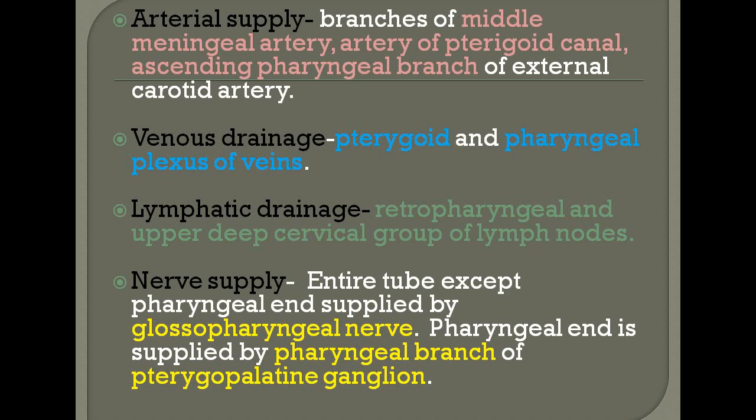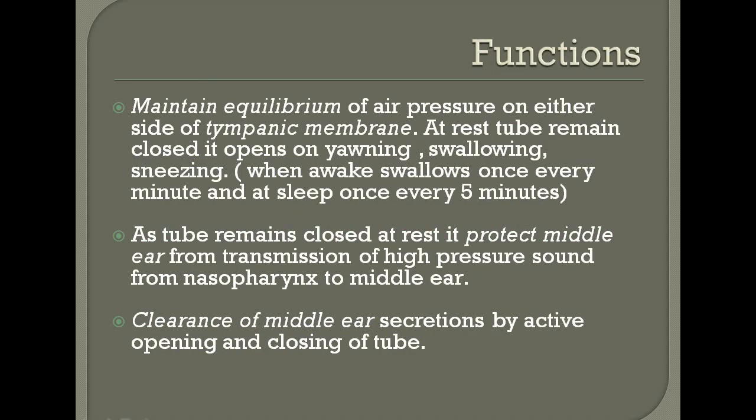Nerve supply to the entire tube is by the nervus spinosus, except the pharyngeal end, which is by glossopharyngeal nerve. Pharyngeal end of the tube is supplied by pharyngeal branch of pterygopalatine ganglion. Now coming to the functions of this tube.